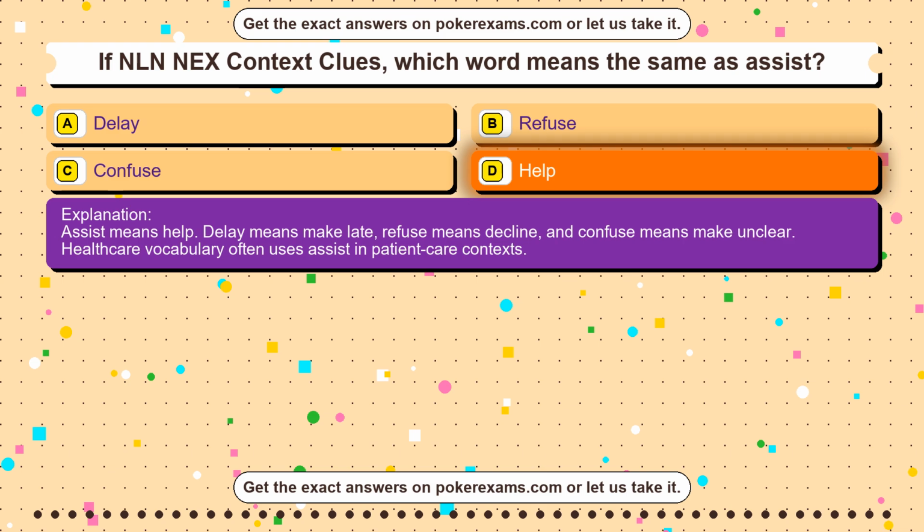Assist means help. Delay means make late, refuse means decline, and confuse means make unclear. Healthcare vocabulary often uses assist in patient care contexts.